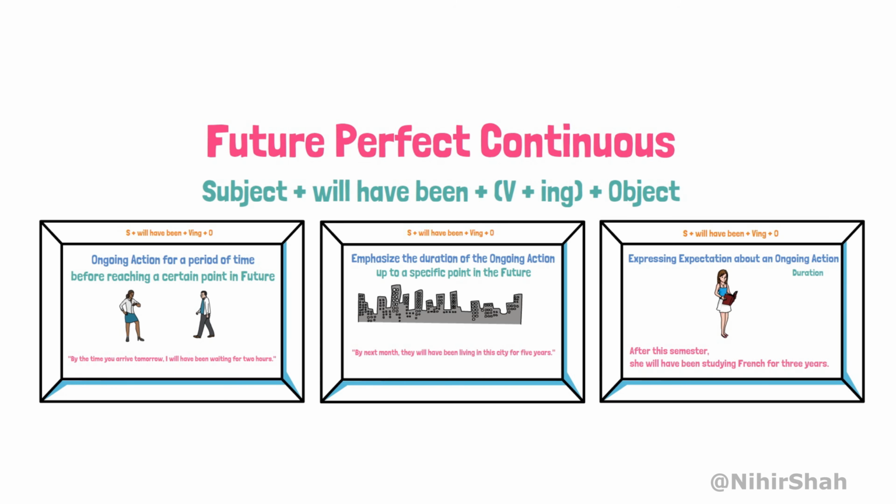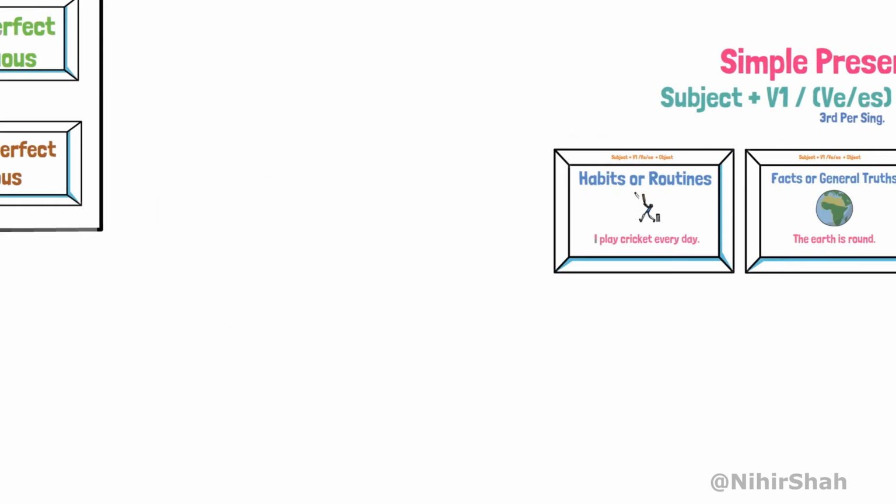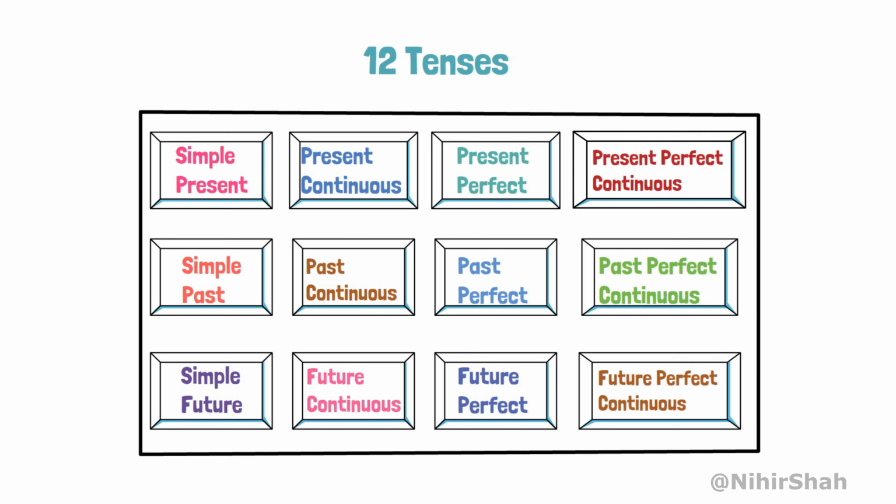So, the future perfect continuous tense helps convey the idea of actions or situations that will have been happening continuously for a period of time before reaching a certain point or event in the future. So, this is all about future tenses. And finally, we have learned all 12 tenses.